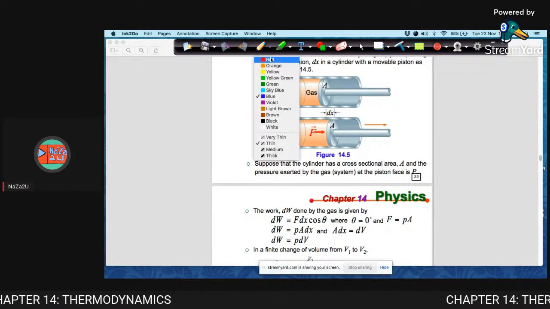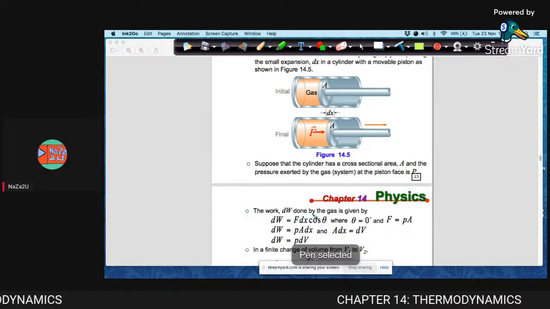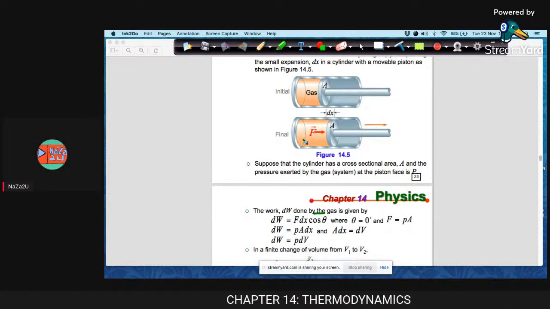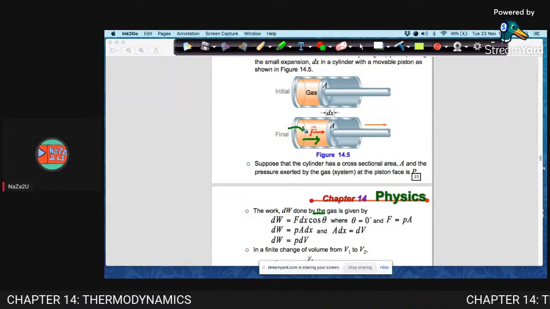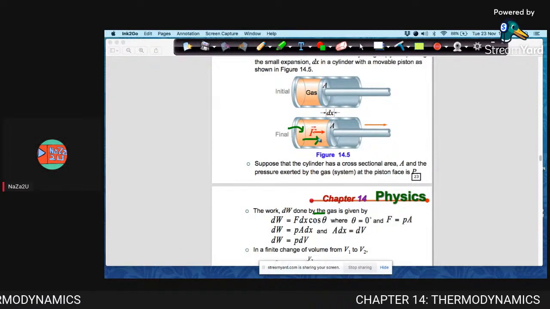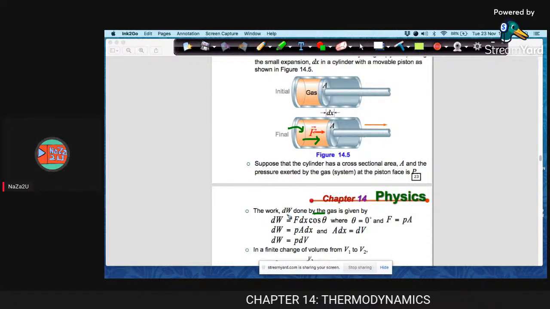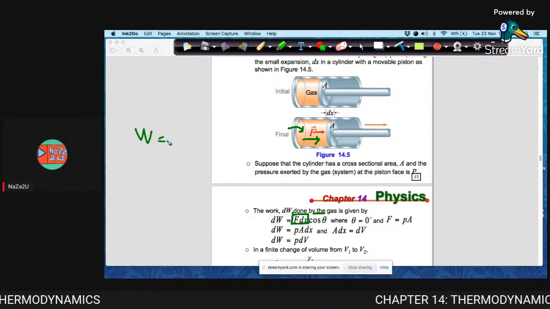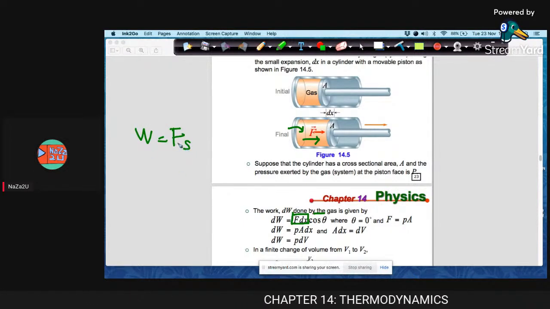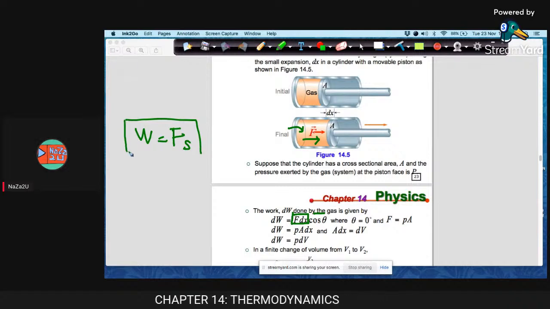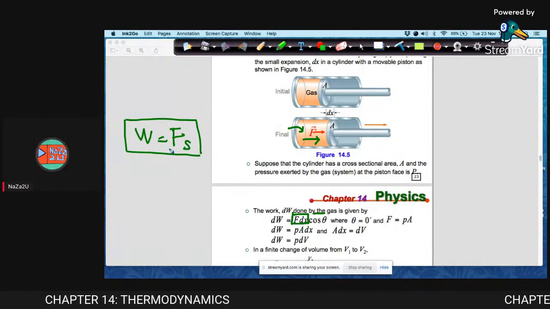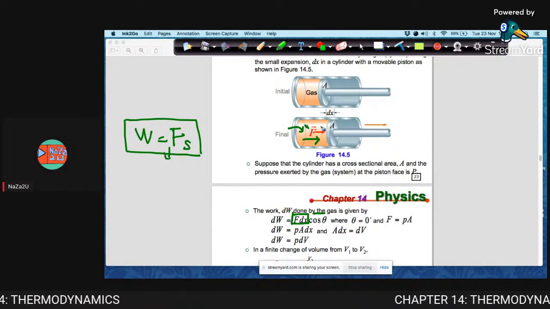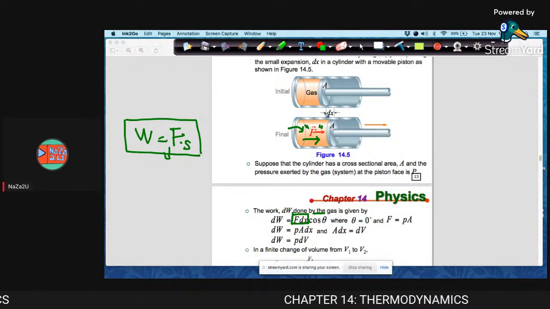So what is done by the gas? Maybe the gas expands, so sistem itu yang melakukan kerja dia akan menolak piston itu ke atas. As you know, work is force times displacement, F ds. So this is chapter 3 work done. Now the force is the force by the system, and the distance here is dx.